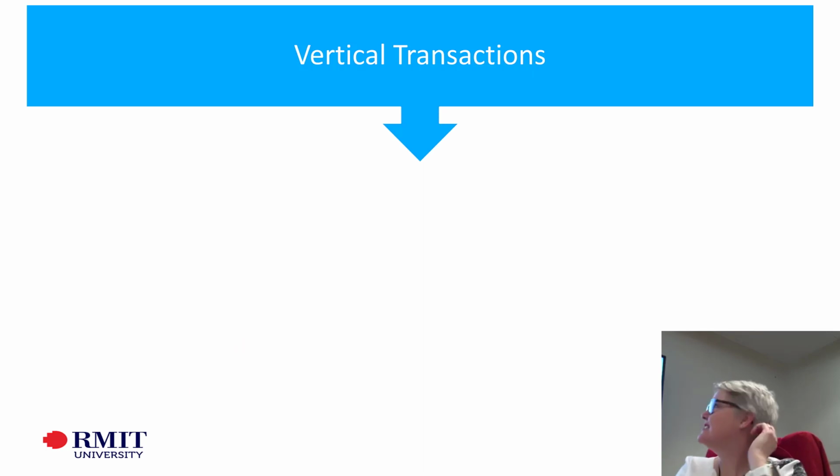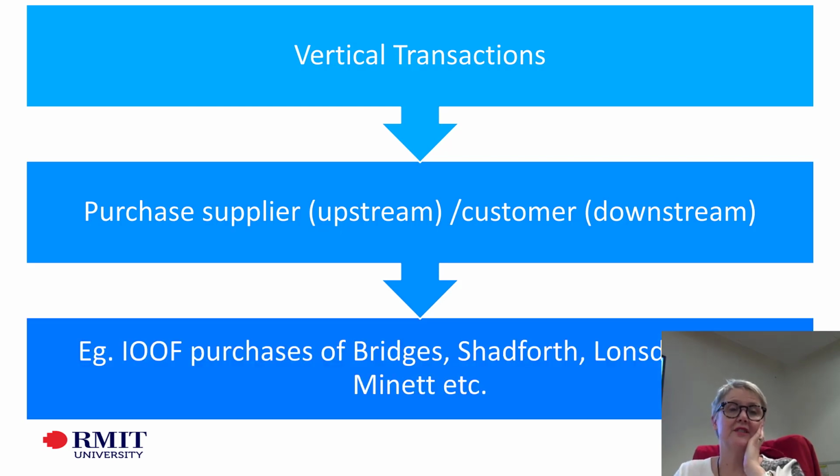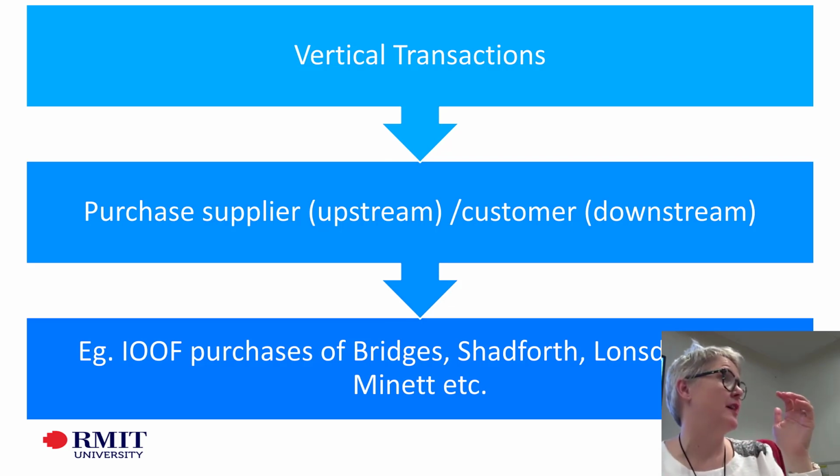So a vertical transaction is literally one where you've got a purchase of a supplier, so an upstream transaction, or the purchase of a customer, a downstream transaction. An example that we could give here, some of these are a little bit old, is when IOOF purchased... Purchase from customer is a downstream? A purchase of a customer or of a part of the distribution channel, for example.